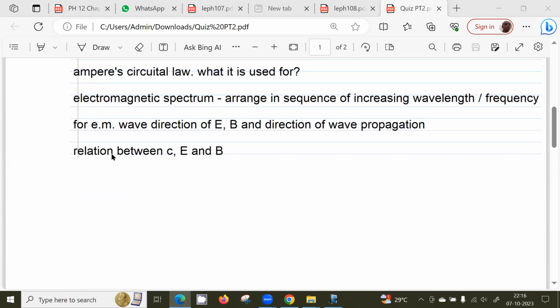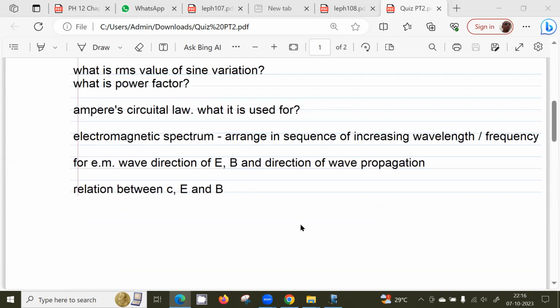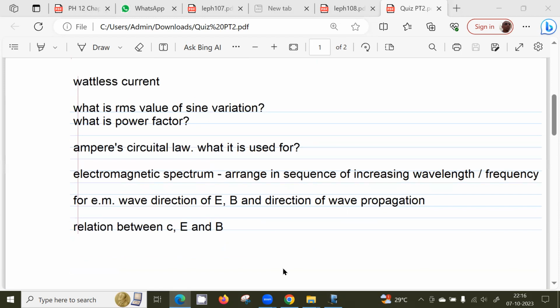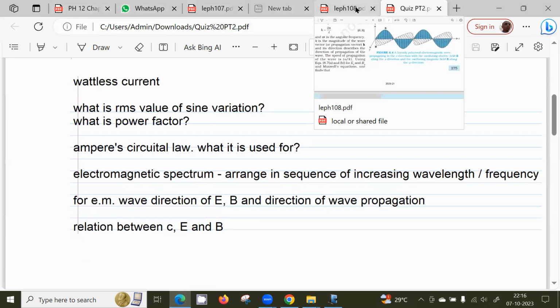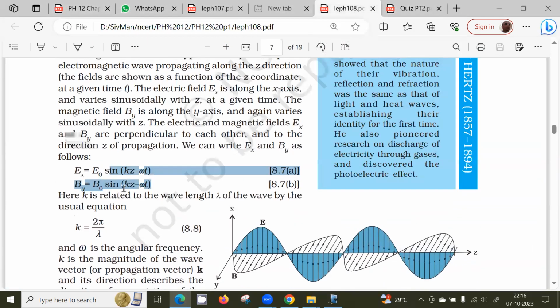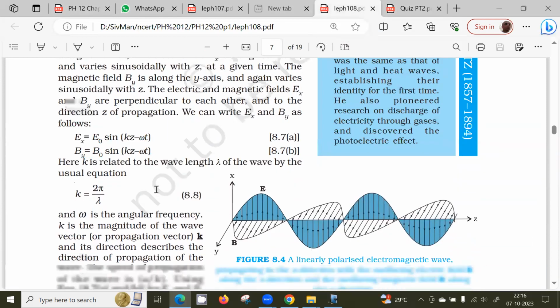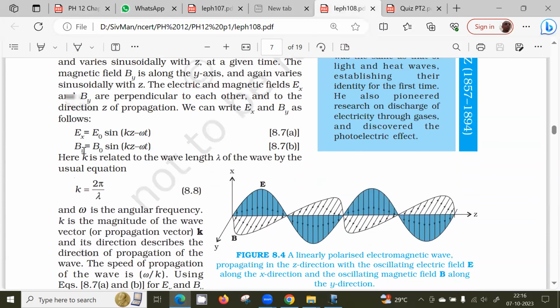Okay, so you got this relation between C and B. C is nothing but E by B. And this electromagnetic wave has got the property that if electric field is in X direction, magnetic field should be in Y direction. And the wave propagation will be in the direction of E cross B. Okay, so if I complicate it, suppose I say, let me do it here.